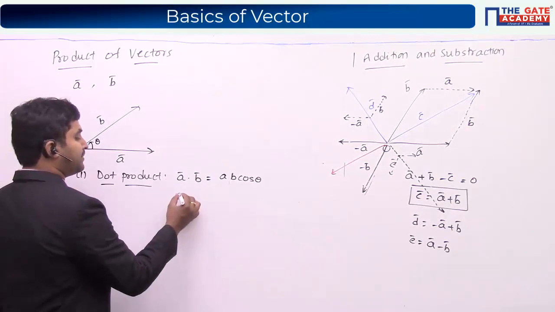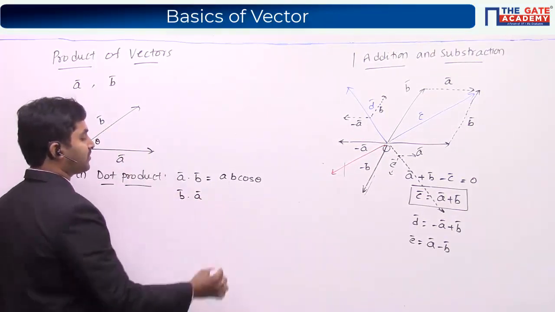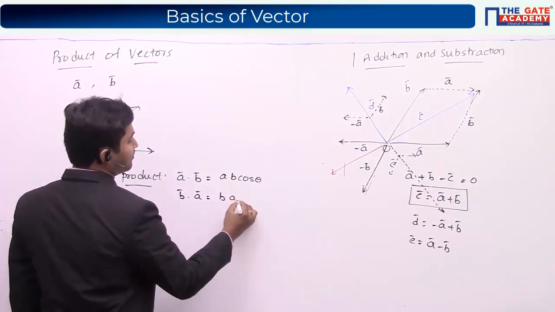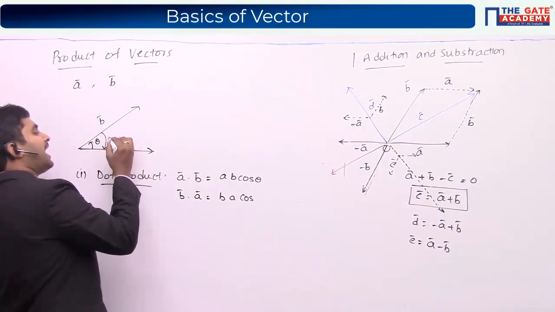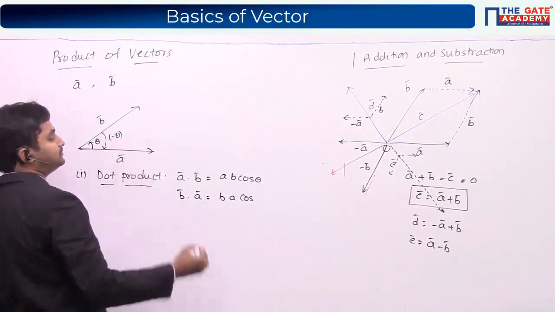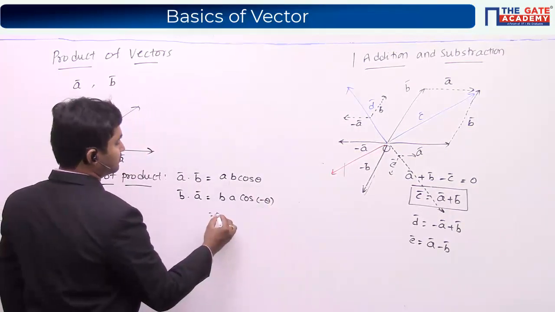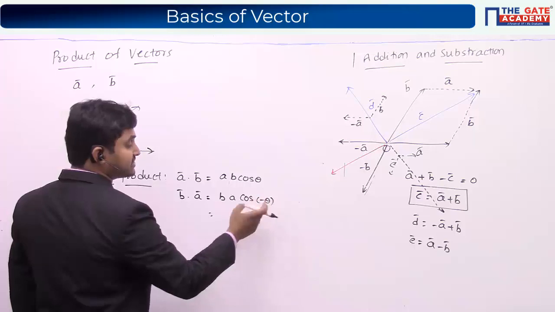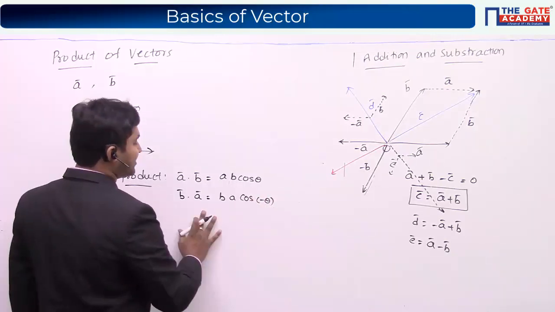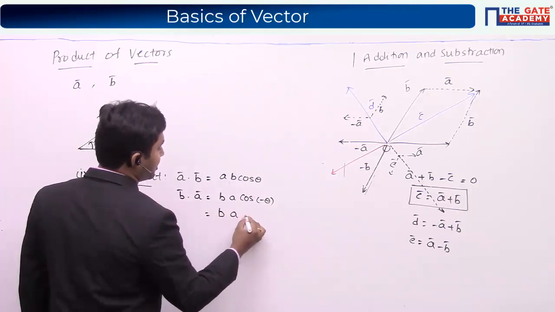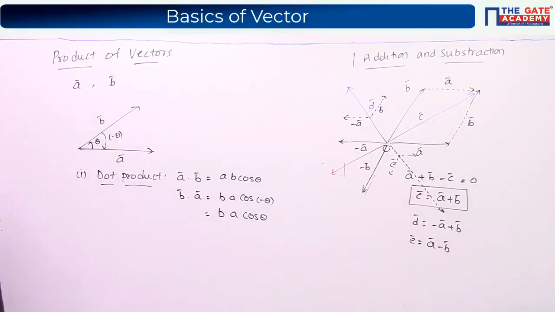If I do B bar dot A bar, it will be B multiplied by A multiplied by cos, because now I am moving from B to A, the angle will be opposite, minus theta. We know from mathematics that cos of minus theta is cos theta itself. So we will have the value BA cos theta.